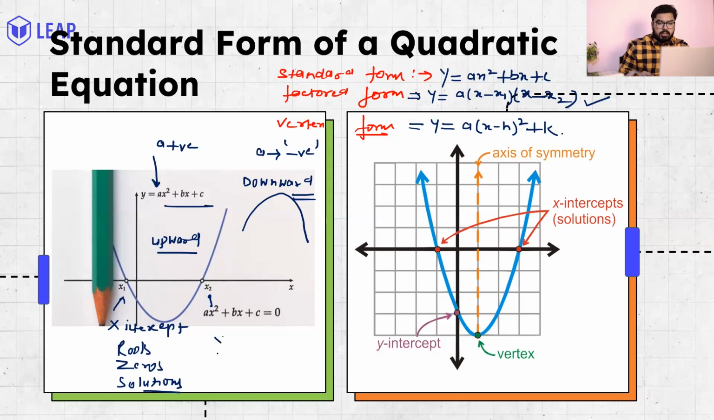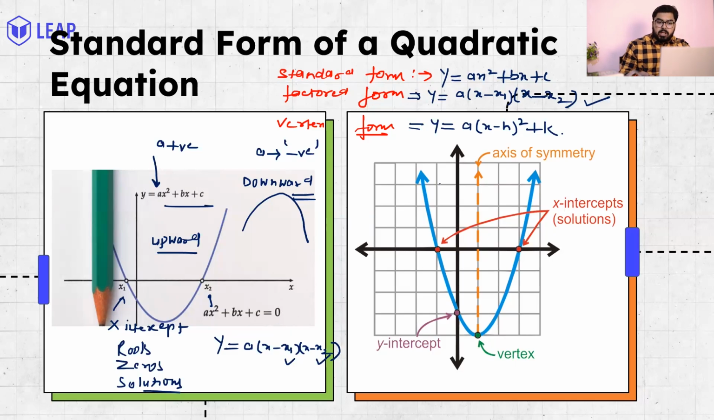Now let me write it down here. The factored form was y equals a times (x minus x1) and (x minus x2), right? In this form, x1 and x2 represent the roots of the function, which ultimately means the x-intercepts, the zeros, or the solutions of the function. So in the factored form, x1 and x2 stand for the x-intercepts of the parabola.